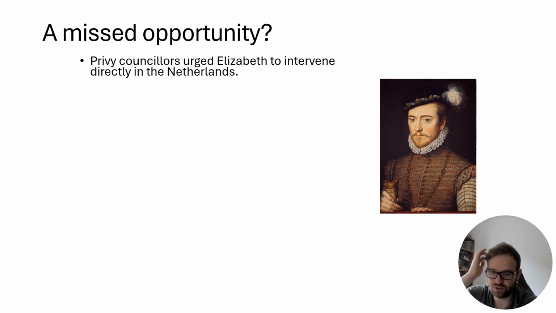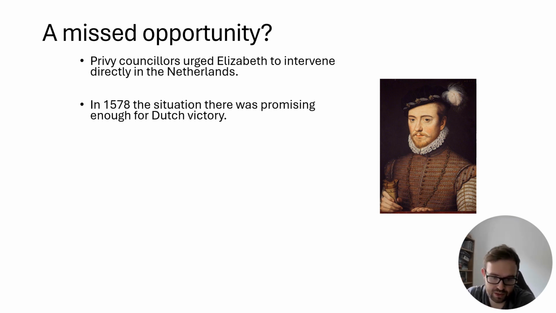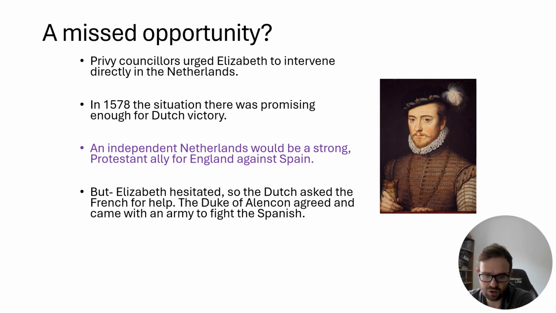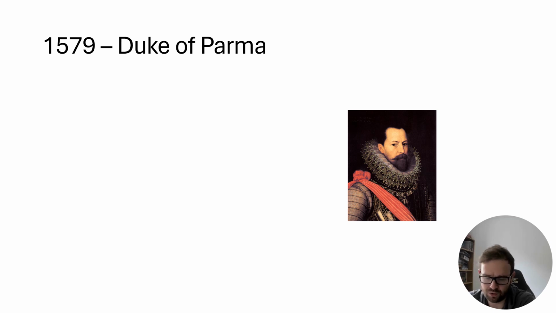This is where the Privy Councillors are saying, right, we need to get involved now. We need to make sure this Pacification of Ghent is really enforced. But it's still okay for Elizabeth. The John Casimir mercenary stuff has backfired, but they can still achieve it. And again, an independent Netherlands will be important. But she hesitates. So the Dutch go to the Duke of Alencon. So the Duke of Alencon starts getting involved. He's a French prince.